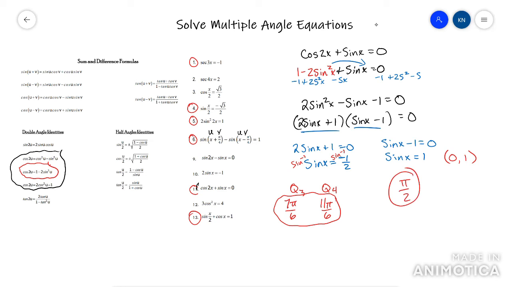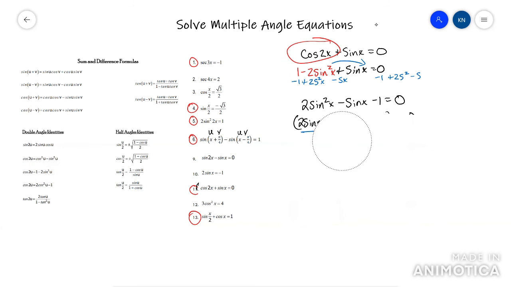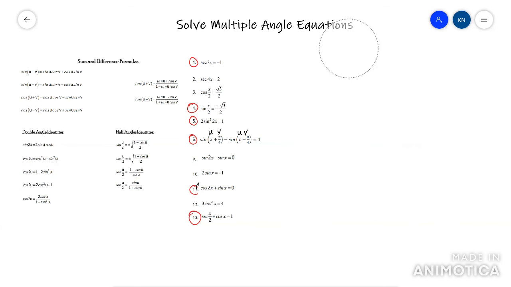But you have to make a change. You have to realize to try to get it to only sines. That way you can factor it and solve. That was a hard one too. Okay, which brings us to number 13. Now, number 13 is not fun. So let's just go ahead and dive right in.